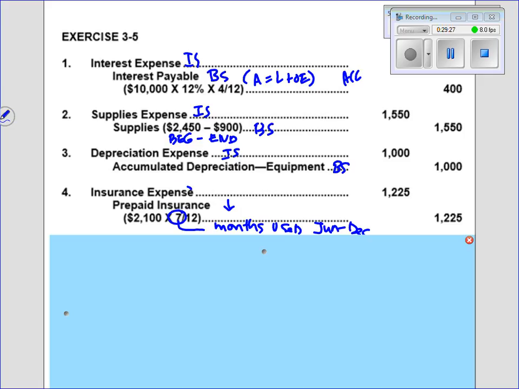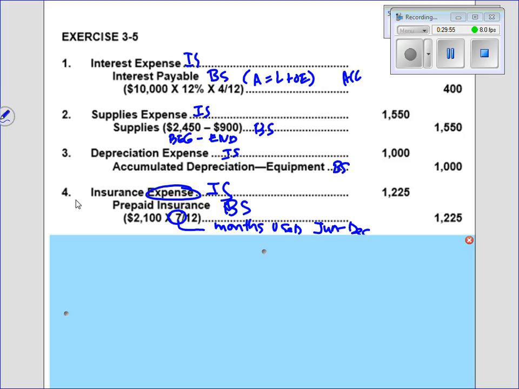Insurance expense, I see the word expense, that's income statement. Prepaid insurance is an asset that we own that would show up on the balance sheet. Had we not done this adjusting entry, would our assets be overstated or understated? Over, because out of a $2,100 policy, we used over half of it. And our prepaid insurance, or our assets, would have been overstated at that point.